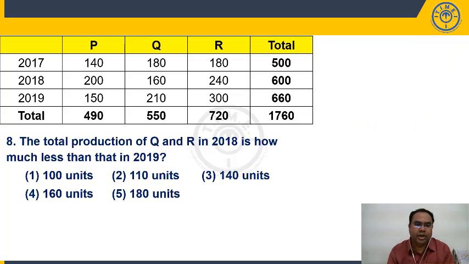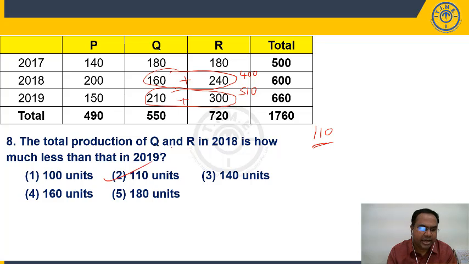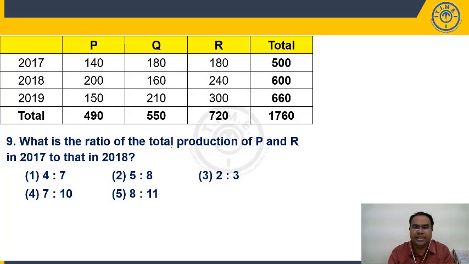Eighth question. Total production of Q and R in 2018 is how much less than that in 2019? 2018, if you add Q and R, 160 plus 240, it is 400. And 2019, if you add these two, Q and R, it is 510. So clearly it is how many units less? 110 units less. It is present in the second option. This is what I was trying to tell you. Questions will be very easy to solve.